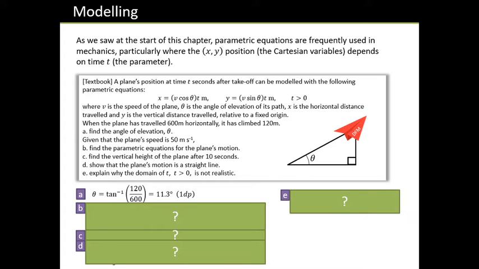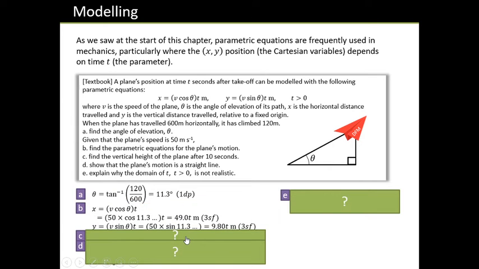Well, we've been given that the speed v is 50, and we've just figured out that the angle of elevation is 11.3 degrees from the previous question. So substituting those in to what we know x and y to be, we can express that our x is 49.0 t meters to three significant figures, and our y is 9.80 t meters to three significant figures. And now, because we've got equations for x and for y both in terms of t, we've got our parametric equations for those two.